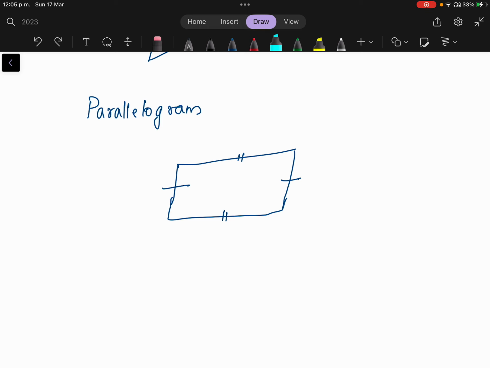The properties of this are that the opposite sides are parallel and equal in length, and also the opposite angles are equal. So this angle will be equal to this angle, and this angle is also equal to this angle. Okay, that's the concept of a parallelogram.